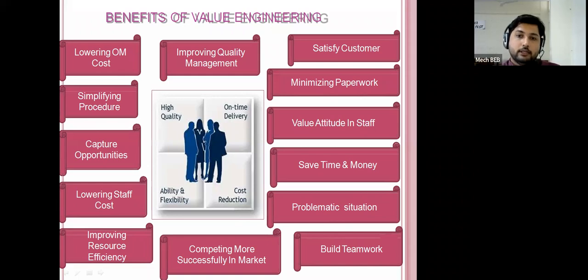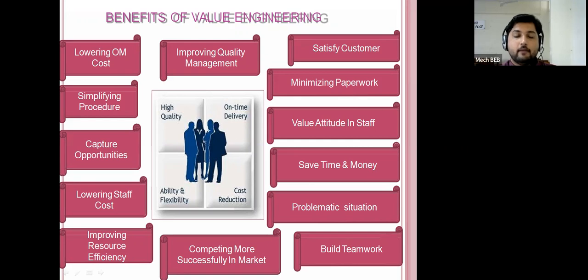Here, improving the quality management, then satisfy customer, minimizing the paperwork, value attitude in the staff, save time and money, reduce problematic situations. Okay, so here it helps to reduce the problematic situation, then it helps to build up the teamwork, then competitive, more successful in the market, then improving the resource efficiency, lowering the staff cost, then capturing the opportunities, simplifying the procedure, lowering operating and manufacturing costs.